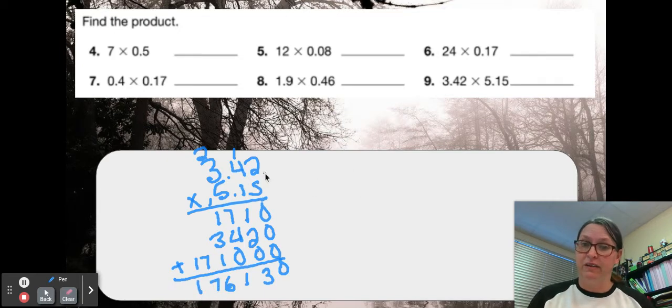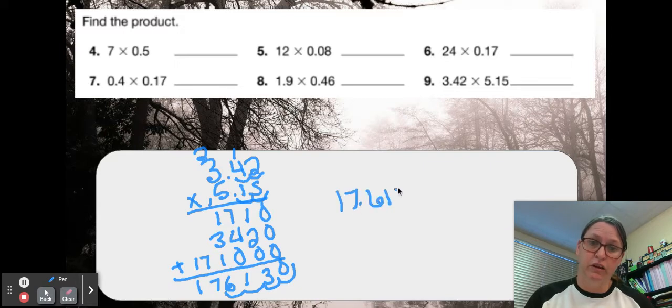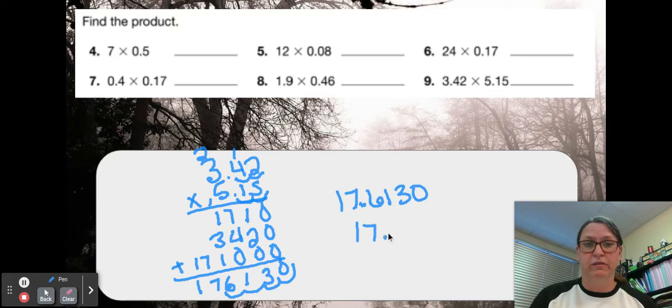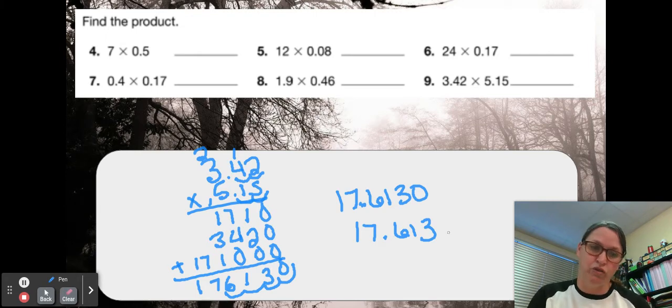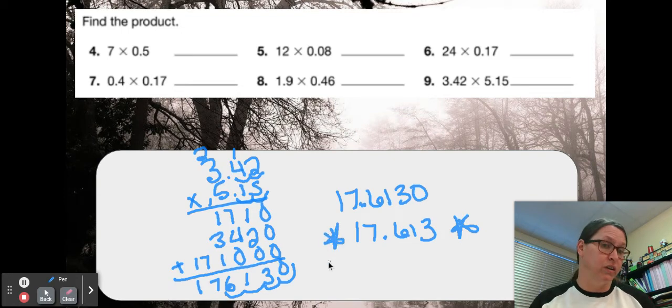Now I have to count up my decimal places and move them over in my answer. So 1, 2, 3, 4. So my answer would be 17.6130. You can also enter that as 17.613. And in the answer thing, if there's a 0 at the end, I always drop it. So 17.613 is what your answer would be on your worksheets.